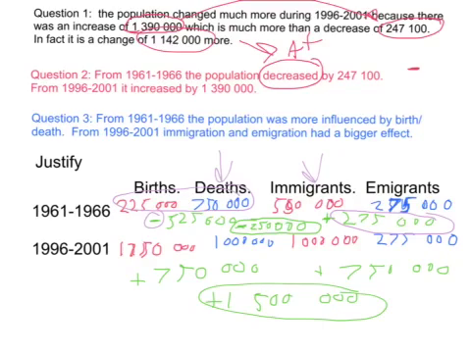1,750,000 births is far more than 275,000 people leaving. Different by 1,500,000, which again you can see down here at the bottom. We're looking at that kind of population change, dramatically different than what we had in 1961 to 1966.